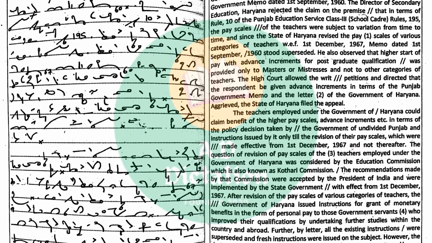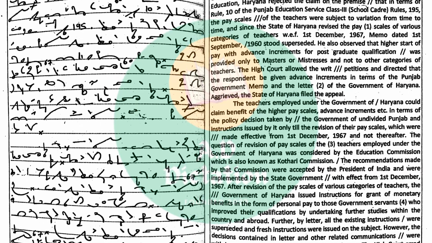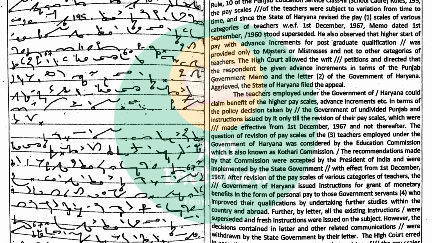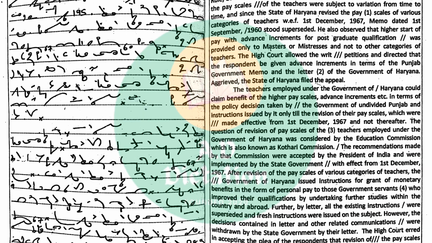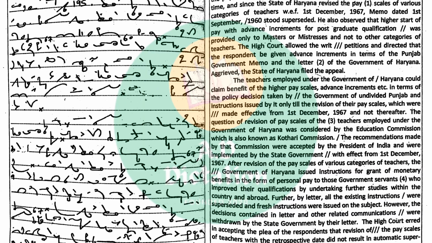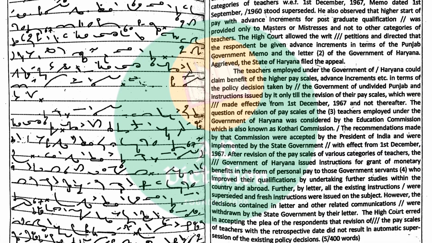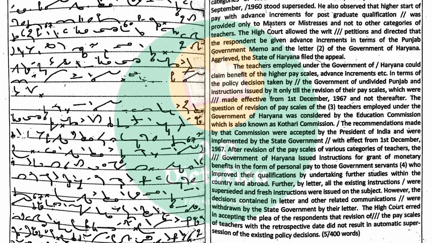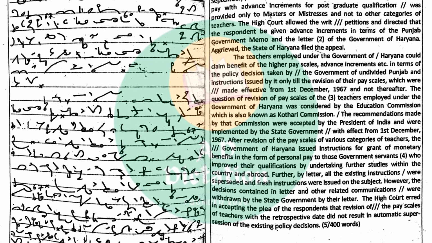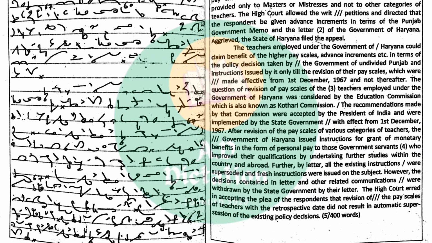The teachers employed under the Government of Haryana could claim the benefit of the higher pay scales, advance increments, etc. in terms of the policy decision taken by the Government of undivided Punjab and instructions issued by it only till the revision of their pay scales, which were made effective from 1st December 1967 and not thereafter. The question of revision of pay scales of the teachers employed under the Government of Haryana was considered by the Education Commission, also known as the Kothari Commission. The recommendations made by that commission were accepted by the President of India and were implemented by the state government with effect from 1st December 1967.